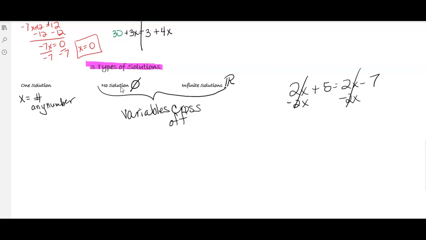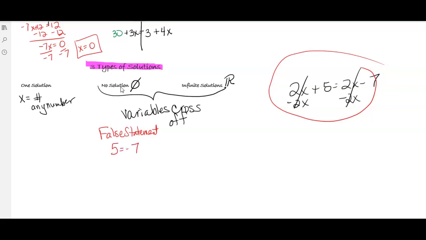The way you get a no solution is if you have a false statement. So our example here, this is a false statement because when I cross off the 2 x's, I end up with 5 is equal to negative 7. 5 does not equal negative 7. So this is a no solution problem. An infinite solution problem is going to be a true statement. And that's when you're going to get something like 5 is equal to 5. An infinite solution statement means that it doesn't matter what number I have, when I plug it in, I'm going to get a true statement. I'm going to get something that works.